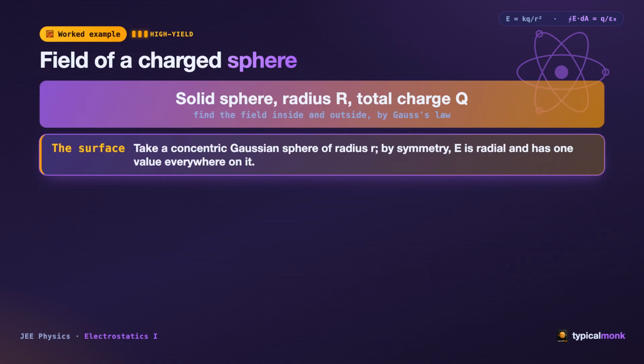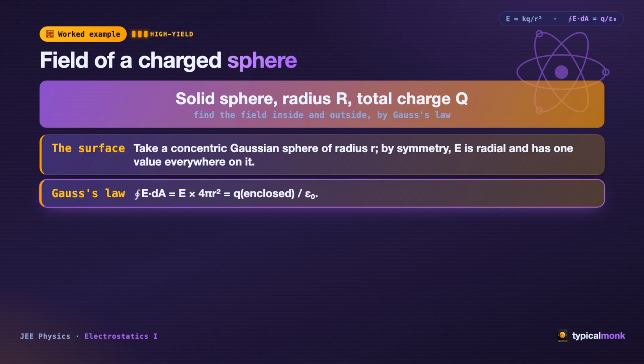And superposition. The total field at a point is the vector sum of the fields due to all the individual charges. Let us work the favorite, the field of a uniformly charged sphere, by Gauss's law. Take a solid sphere of radius R, carrying total charge Q. Find the field both inside and outside. The surface first. Take a concentric Gaussian sphere of radius r. By symmetry, the field E is radial and has one single value everywhere on it. Gauss's law: the closed surface integral of E dot dA equals E times 4 pi r squared, which equals the enclosed charge over epsilon naught.